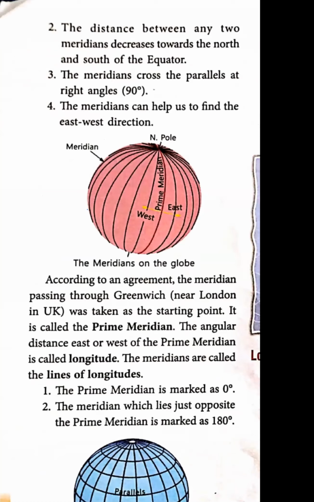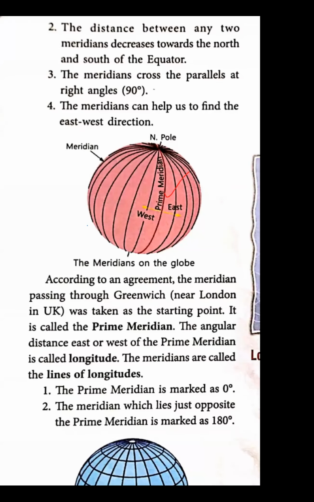You can see the prime meridian in this diagram of the meridians on the globe. This is the prime meridian. According to an agreement, the meridian passing through Greenwich was taken as the starting point. This is called the prime meridian.